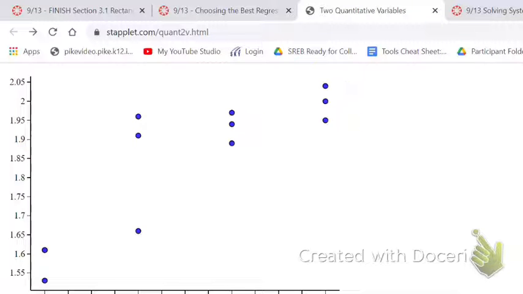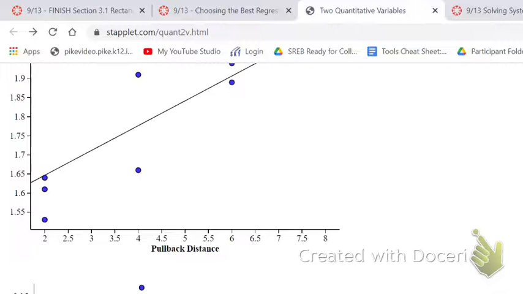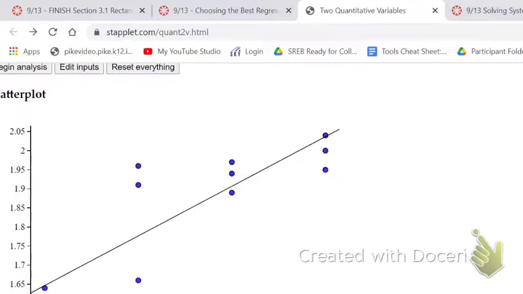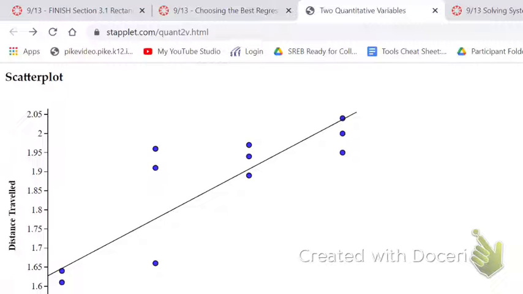There's the scatter plot of our data. Correlation coefficient, our R value is 0.858. Let me go ahead and put our least squares regression line in the back here. There we go. So there's our scatter plot with our least squares regression line.